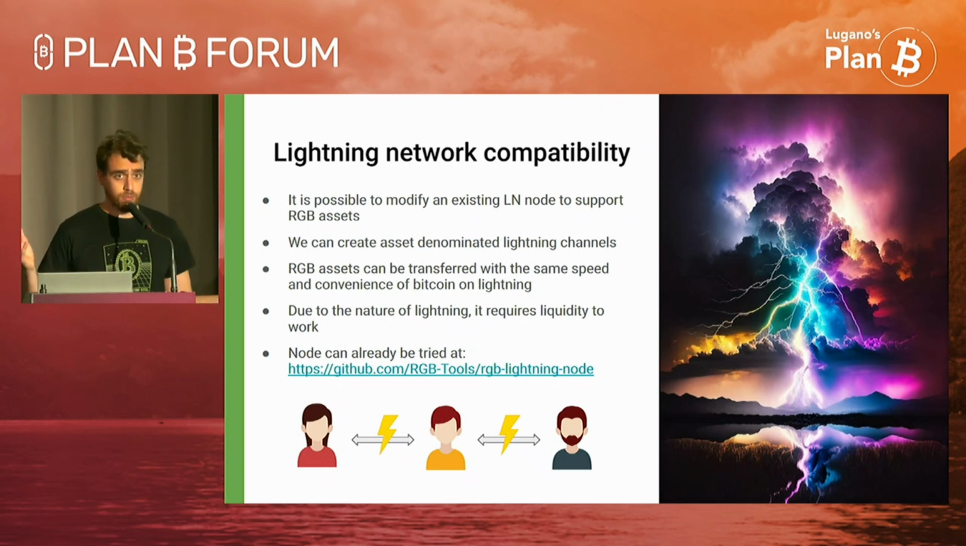Once you have an RGB asset-denominated Lightning channel, you can move the asset with the same speed and convenience that you have with normal Bitcoin Lightning payments, and also with the same flows, like you need to be always online. It's the same model, with these benefits and this flow. And one of these is that, of course, you need to have liquidity, so you can do routing across channels that have liquidity in the asset you are transferring. And this works exactly like Lightning, same security model, same benefits, and same usability.